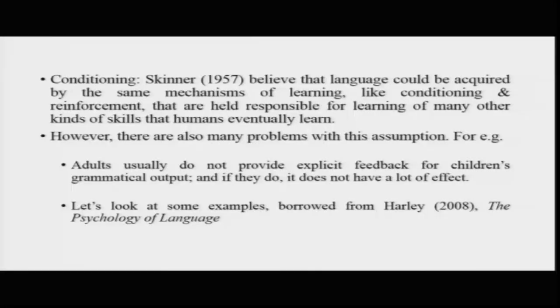One of the first things is that learning sometimes requires a lot of feedback, and adults do not usually give explicit feedback to children for their grammatical output. We do not really keep correcting children all the time. We do not tell them, this construction that you are making is grammatically correct, this one is grammatically incorrect, you should correct it to move to a more correct version. We are not doing that with our children all the time.